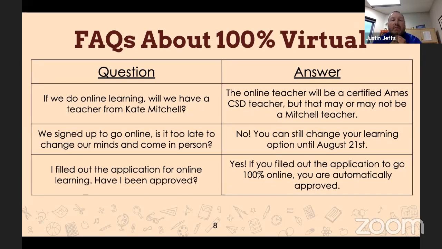We signed up to go online. Is it too late to change our minds and come in person? Nope, you still have time. You can change your mind up till August 21st for the first go around to start school on September 8th. I filled out the application for online learning. Have I been approved? The answer is yes. I know I received a few questions of, will we get some sort of feedback if I filled it out?